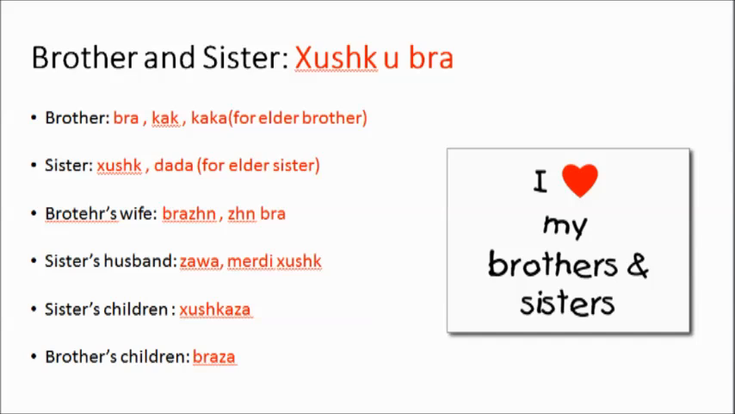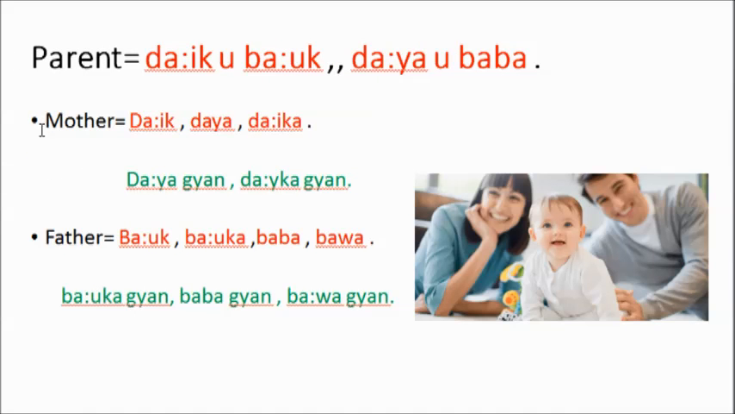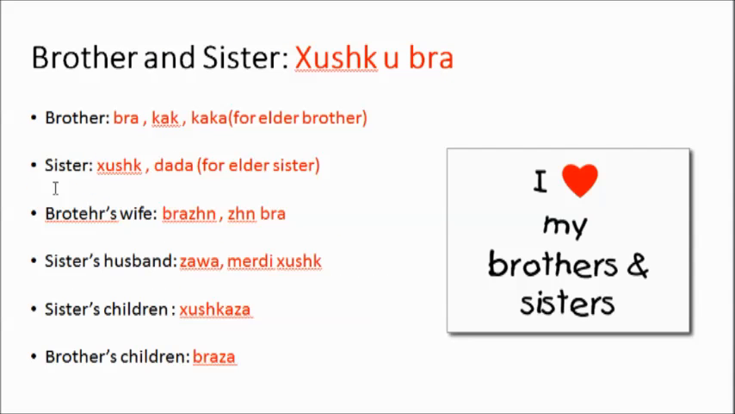Okay, brothers and sisters, khushku bra. Brother means bra, but you never call someone bra directly. But when you meet a stranger, if you want to be friendly, you can say bra gyan. Gyan we studied before, it's a nice word to remember. So when I meet a stranger, I say bra gyan, or something like that.